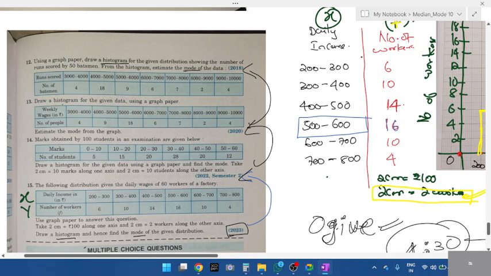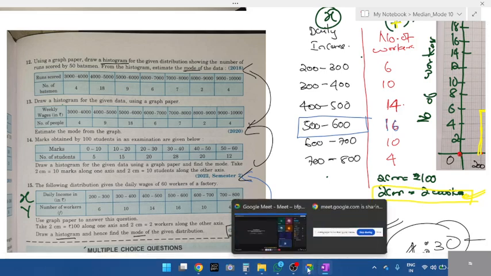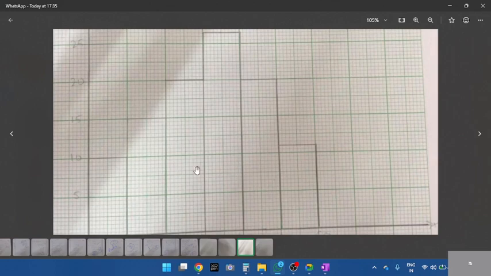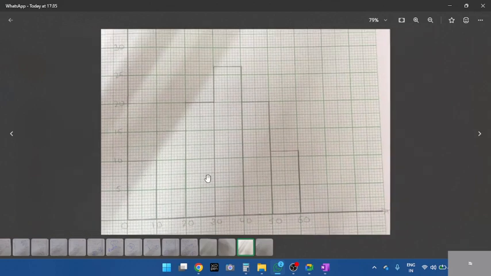What is given? Take 2 centimeters equals 10 marks. Where did you mark marks, on x or y? Marks is the x-axis. 2 centimeters is nothing but one box, right? One box is 10 marks. That is correct. 10, 20 is correct. 30, 40. Where are the lines missing? 10 to 20. Where is the calculation part for 10 to 20? It's not clear, Lemula. I don't know where your lines are.